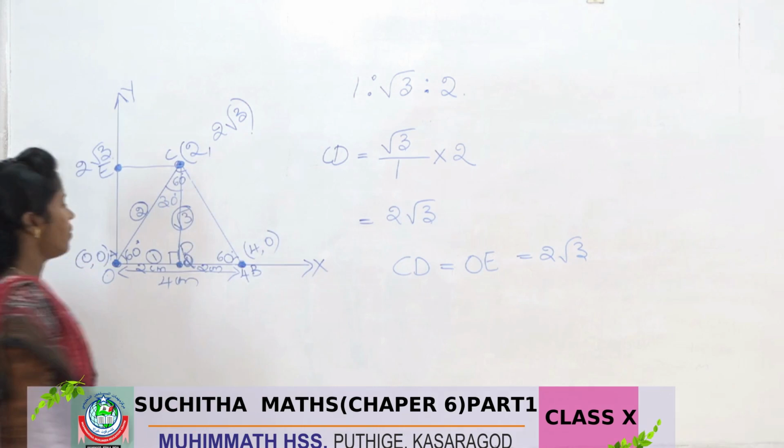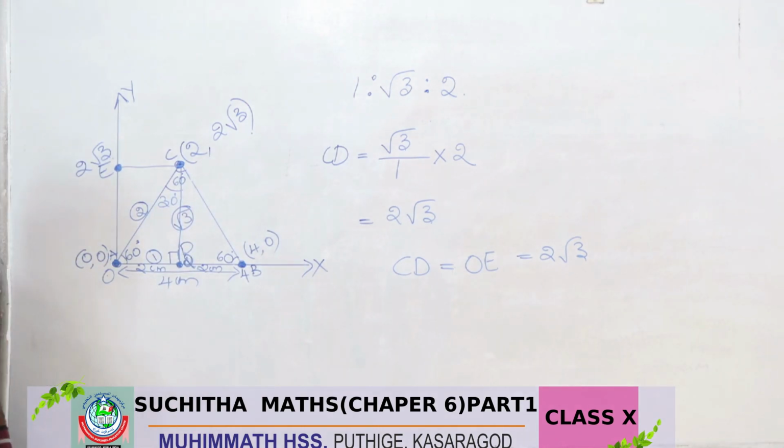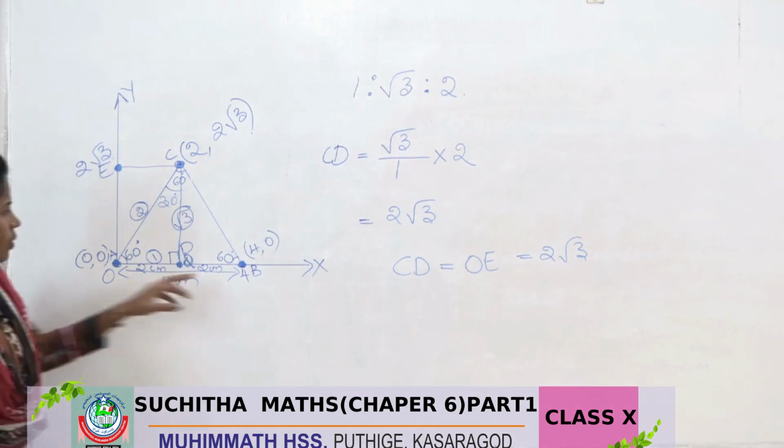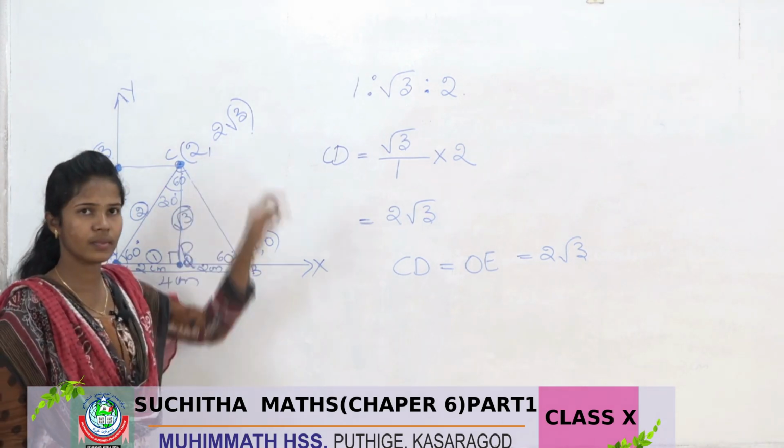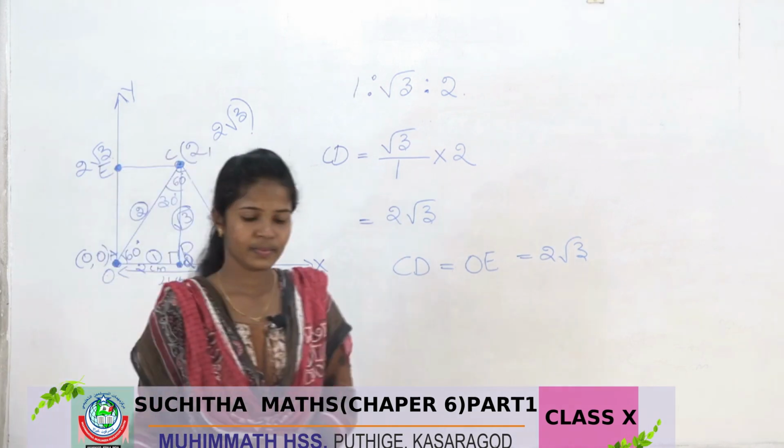Therefore, the coordinates of the other 3 vertices are 0, 0, 4, 0 and 2, 2 root 3. Okay, understood? Okay, that's all in today's class.